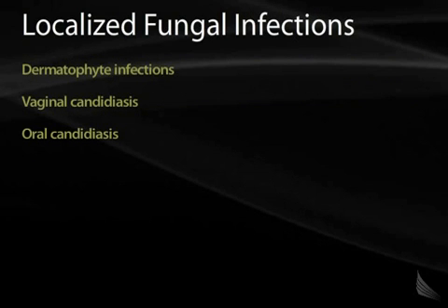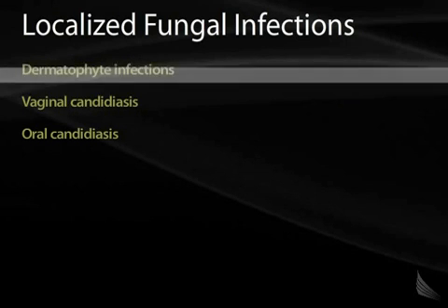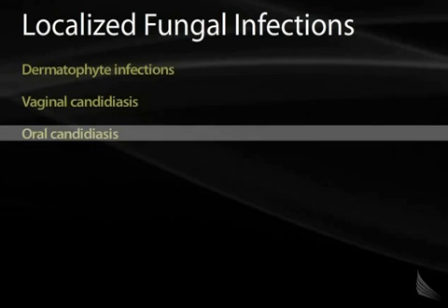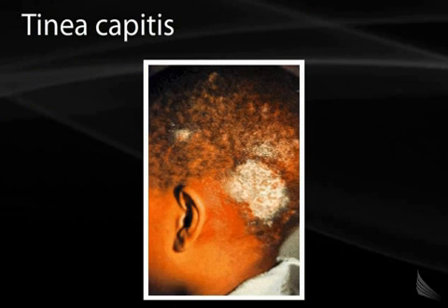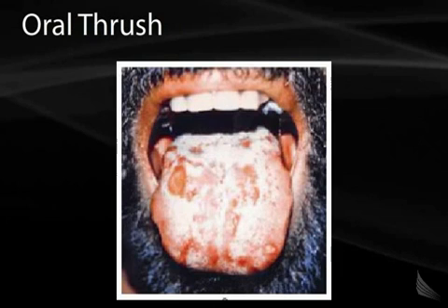Some localized fungal infections include dermatophytes, vaginal candidiasis, and oral candidiasis, and all of these are usually treated with topical antifungals. Here's a picture of tinea capitis. As you can see, this young boy has developed a fungal infection of his scalp. And this patient who has HIV has developed oral thrush or candidiasis of the tongue.